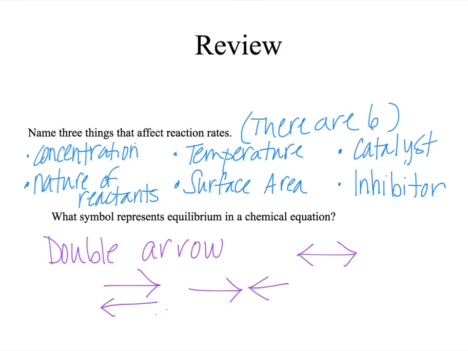The next question says, what symbol represents equilibrium? We can show that in a couple of ways, but usually there's some sort of double arrow. This one is one arrow with a double head on it. Sometimes you show 2 individual ones like these, or there are different ways you can show that. But you need to be able to recognize that if it's in equilibrium, both the forward and the reverse reaction are happening at the same rate.